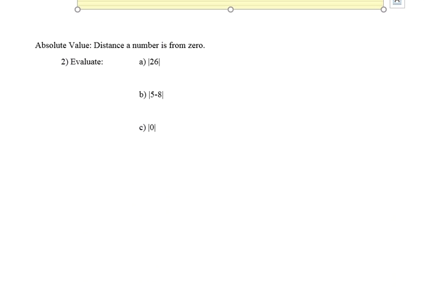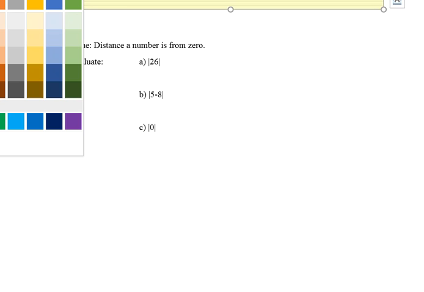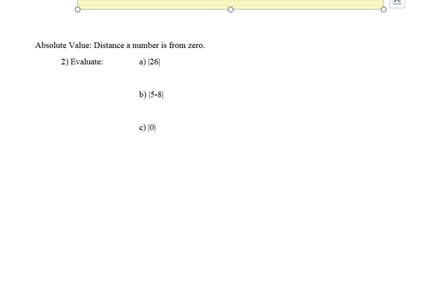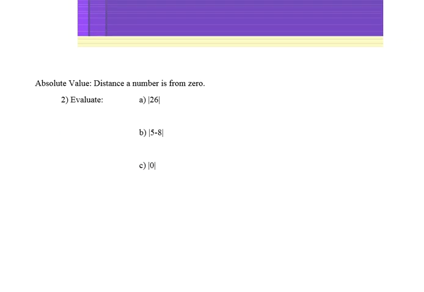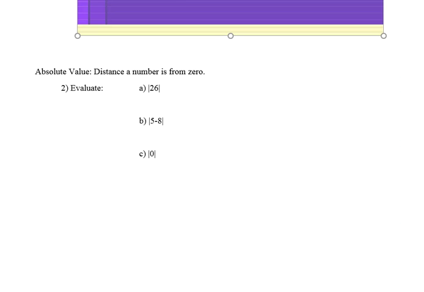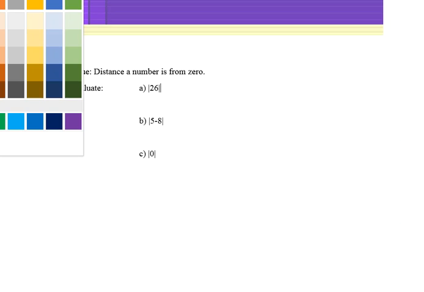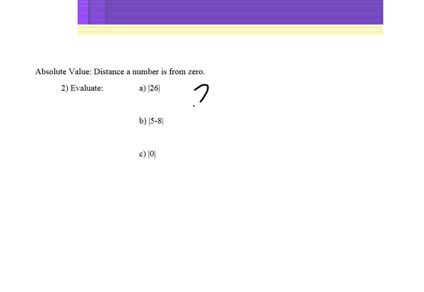So on this one right here, we have the absolute value of 26. I'm going to get my little pen out. Oh, my pen's not working. One moment. Let me get the pen working. So the absolute value of 26 is simply 26. So on positive numbers, you essentially are just removing the absolute value sign.